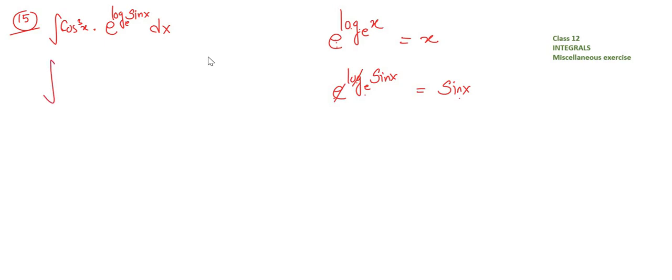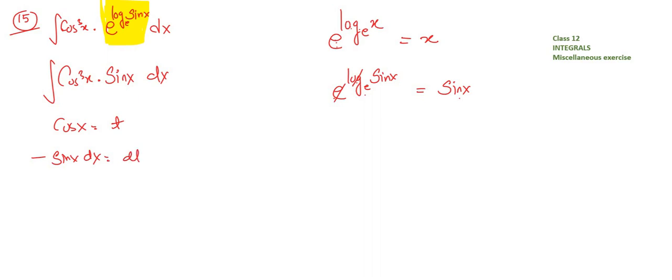So this question will become, see here, e raised to power log of sin x, so this will become the integral of cos cube x into sin x dx. Okay, so this is the question. In order to solve it, can I take cos x as t? So this will become minus sin x dx is dt.